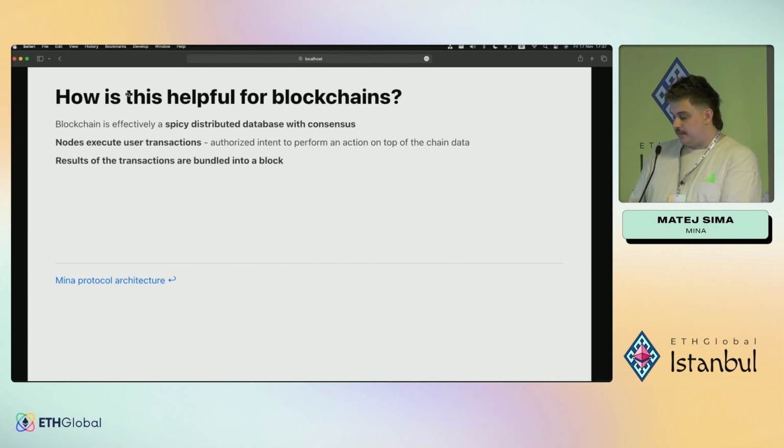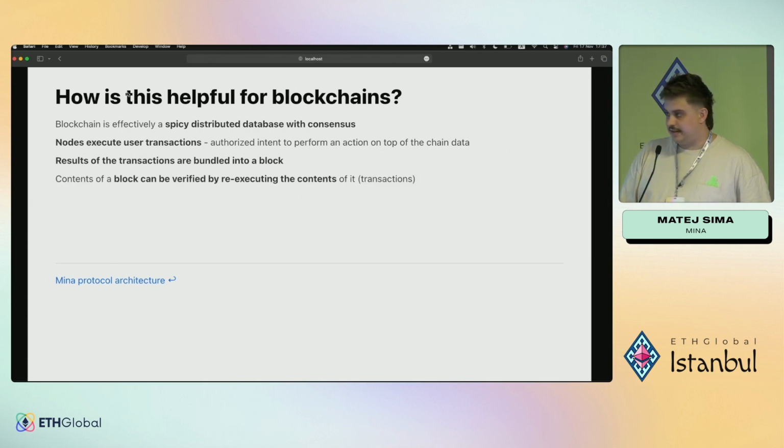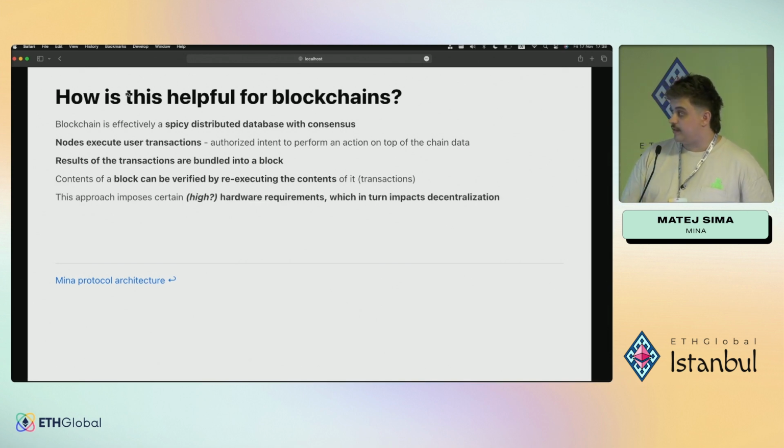After a block producer runs all the transactions on behalf of the user, the transactions are then bundled into a block, and the block then signifies the new state of the blockchain. So if you want to verify that the block and all the transactions in it are valid, for example, on Ethereum or on any other non-zk chain, you have to rerun all the transactions. This is super expensive, and it means you have pretty significant hardware requirements. You need to store all of the data of the chain, and you need to have a beefy CPU to rerun the transactions. So as I said, high hardware requirements, which means lower decentralization.